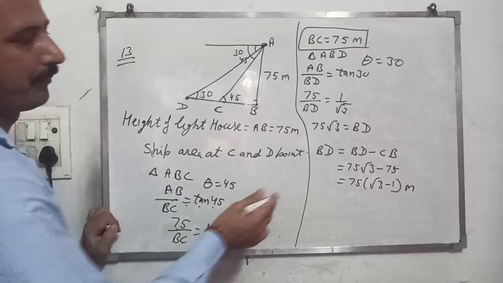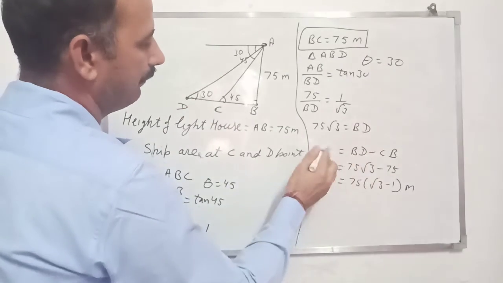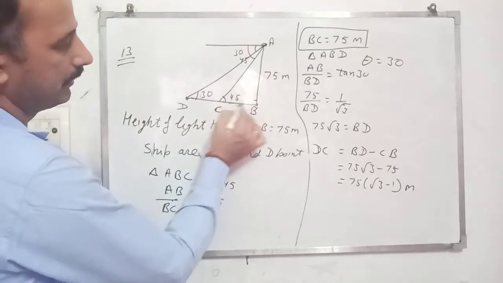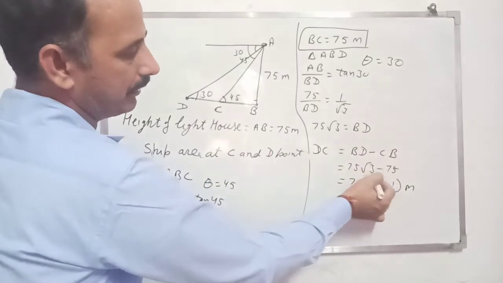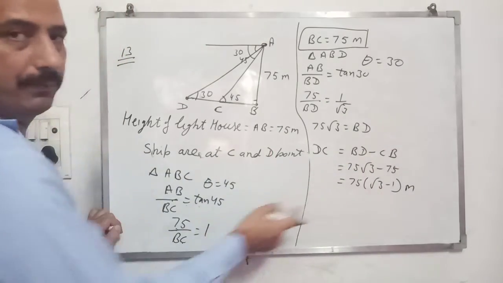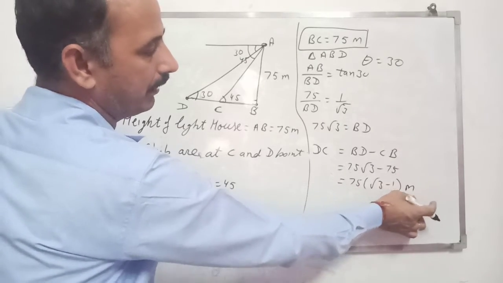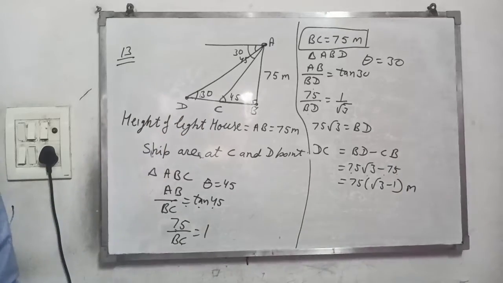Now we want to find the value of DC. So DC equal to BD minus BC. You get 75 root 3 minus 75. 75 is common, so 75 times root 3 minus 1 meter. Right? So that is the distance between the two ships.